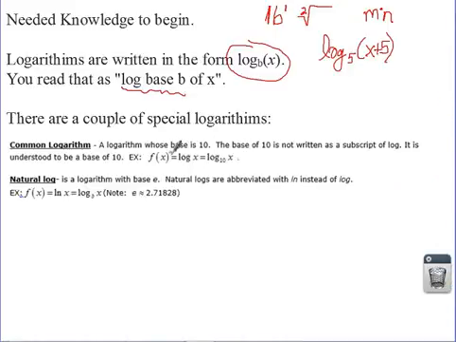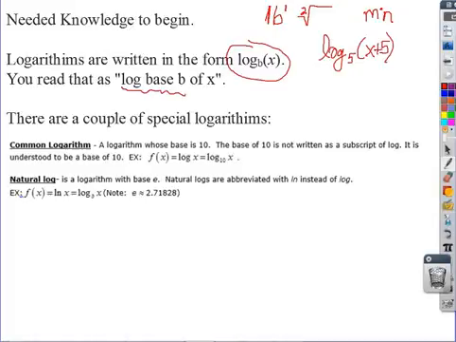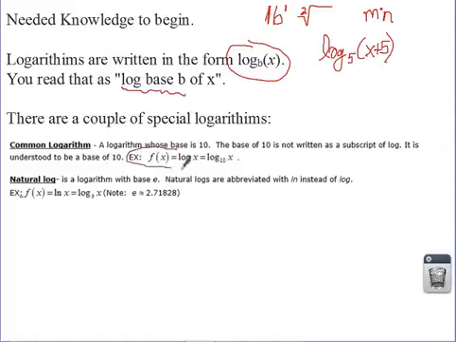In this case, we need to know that when we see a log without a base, we need to think that's the common log. That's the log that has really a base of 10, even though it's not written there.